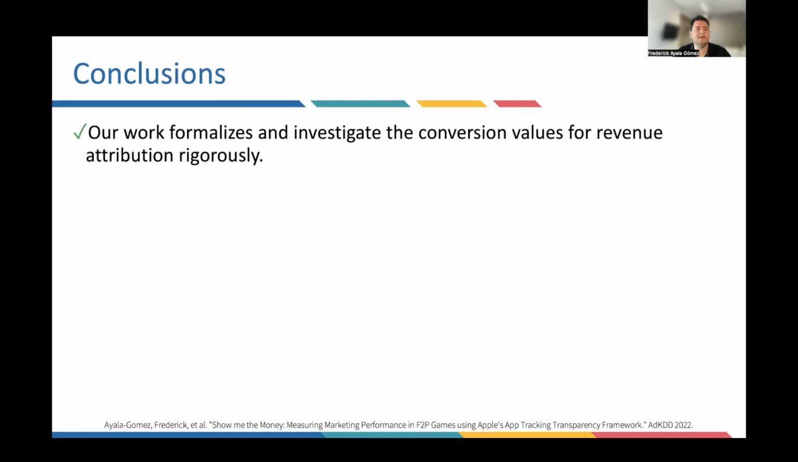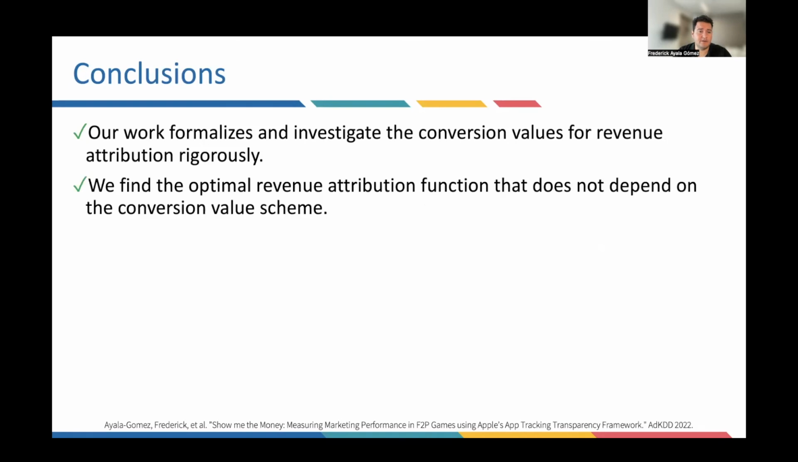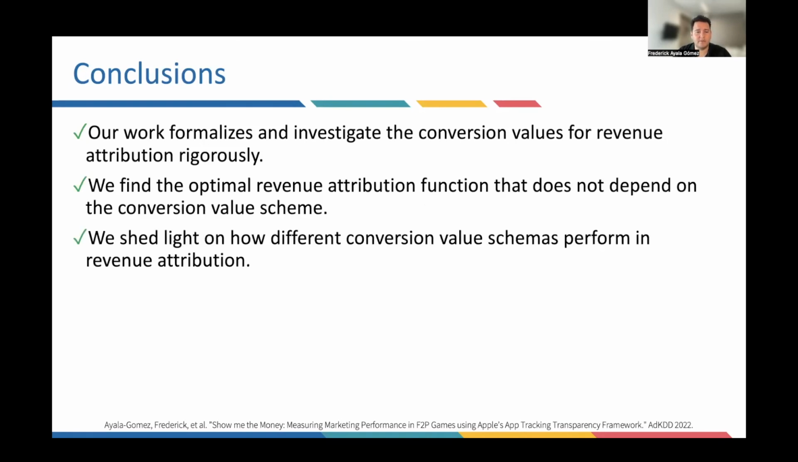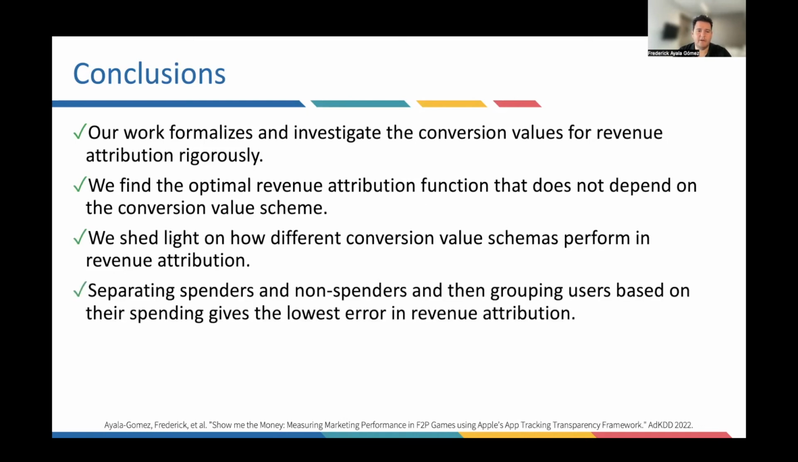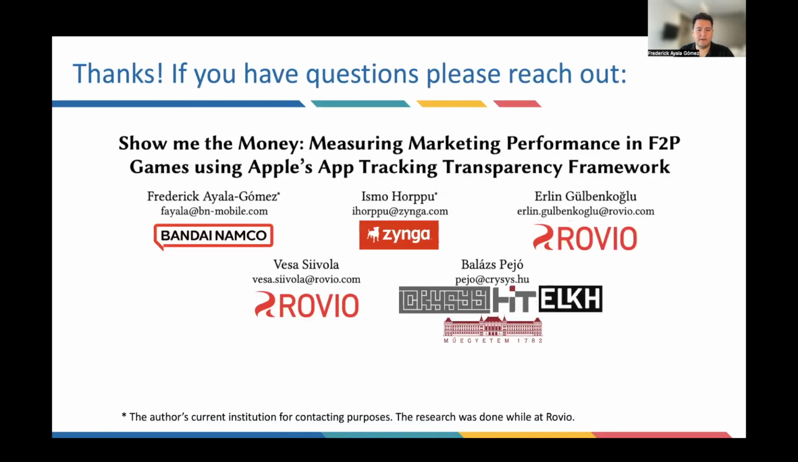So in conclusion, our work formalizes and investigates the conversion values for revenue attribution. We found an attribution function that doesn't depend on the conversion value scheme, and we shed light on how different conversion values perform in revenue attribution. Separating spenders and non-spenders was the best way to minimize the error for revenue attribution.